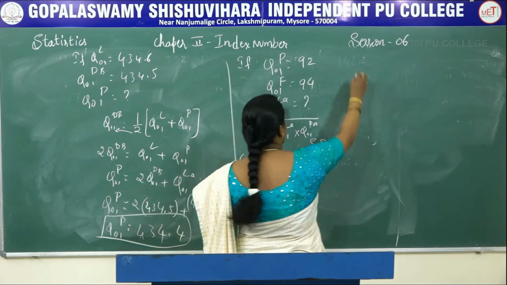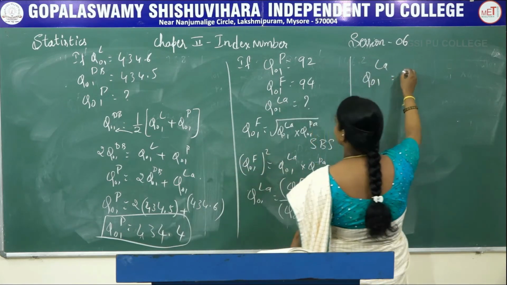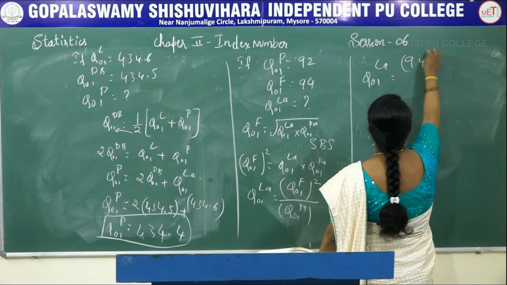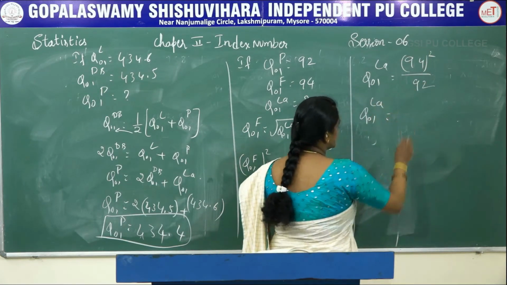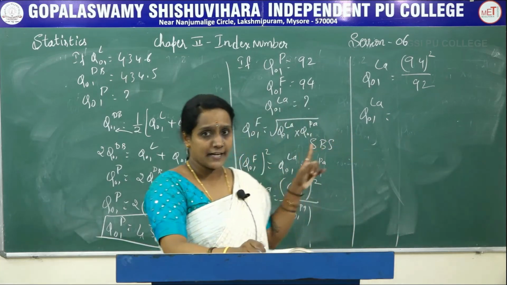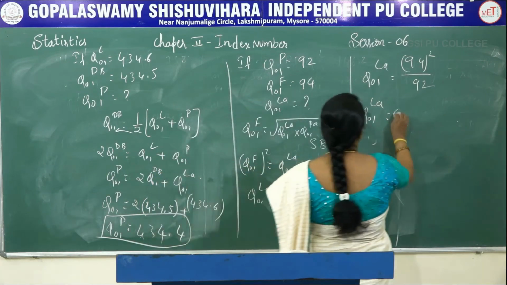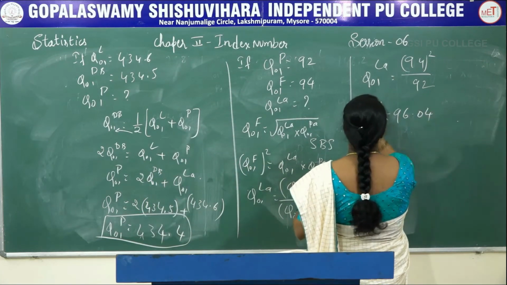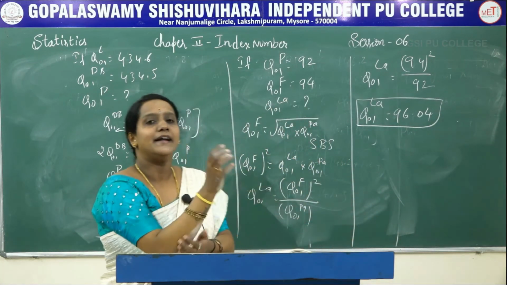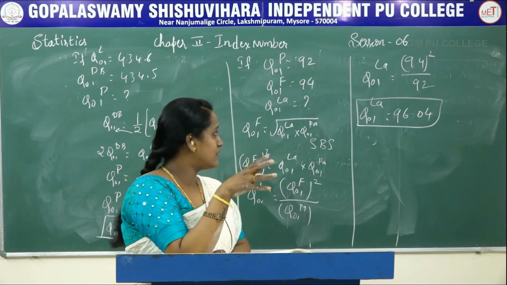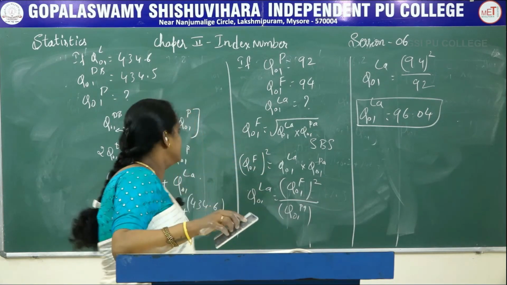Now you substitute the value. So Q01 of Laspeyres is equal to Fisher's 94 whole square divided by 92. First you have to square the 94, then you have to divide. The value is 96.04. And in exam you may get these types of problems for 2 marks, and this will always be a compulsory problem.